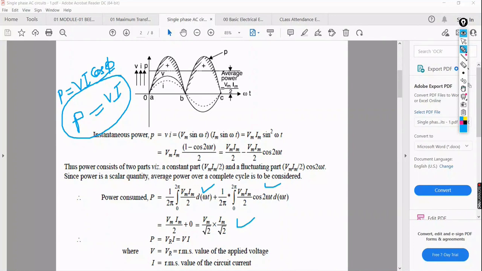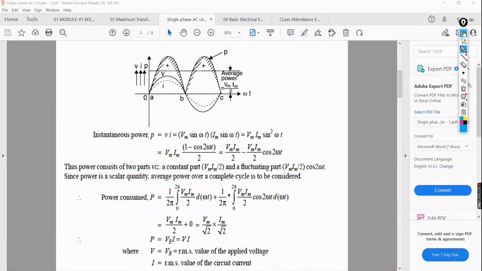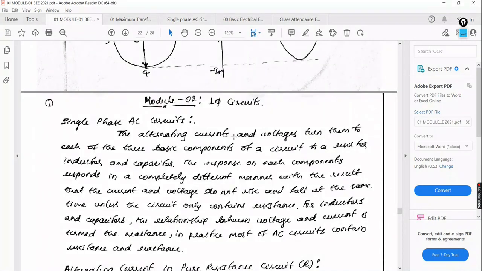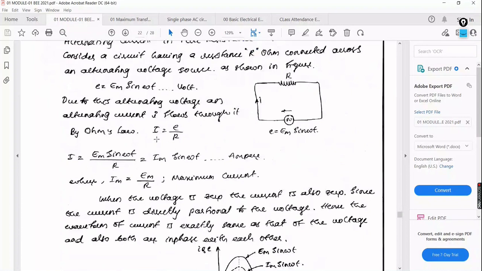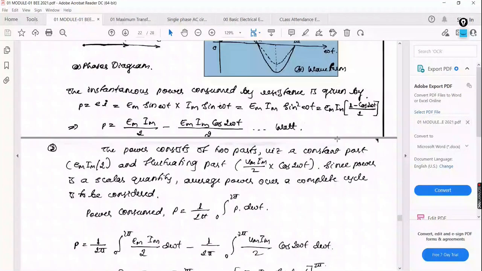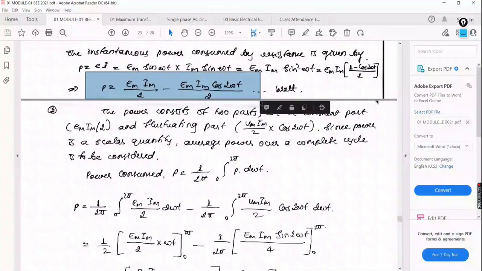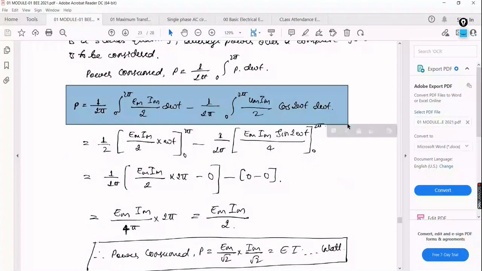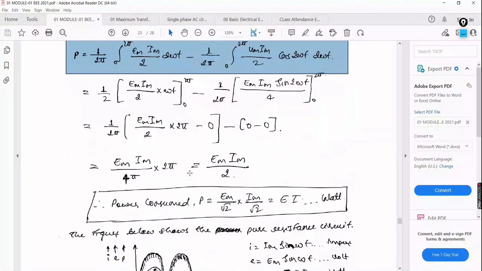Understood now? Okay, this is with respect to the PPT. Then the same thing will be available here. For the resistance with a sinusoidal voltage, the current and voltage are in phase. This is the sinusoidal waveform representation. Then the instantaneous power: whenever you integrate over the complete half cycle, what do you get? EM into IM divided by 2.